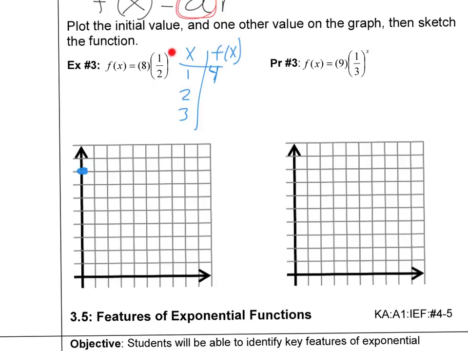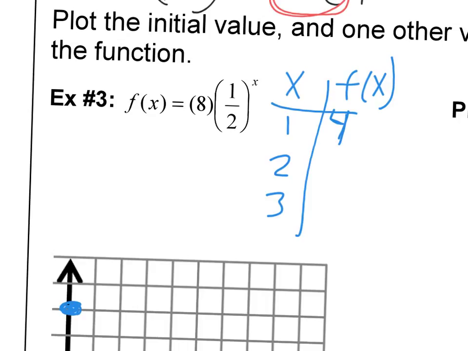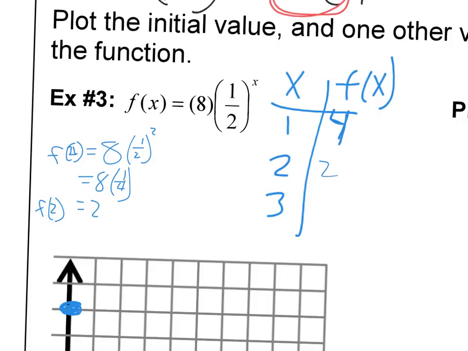What if I made this a 2? Well, what is 1/2 to the second power, or 1/2 squared? Well, it's 1/4. So rather than work this all out slowly with you, I'll just show you. F of 2 would equal 8 times 1/2 to the second power. That equals 8 times 1/4, and 1/4 of 8 is 2. So I could say that F of 2 is 2. So I can write over here, that's 2.